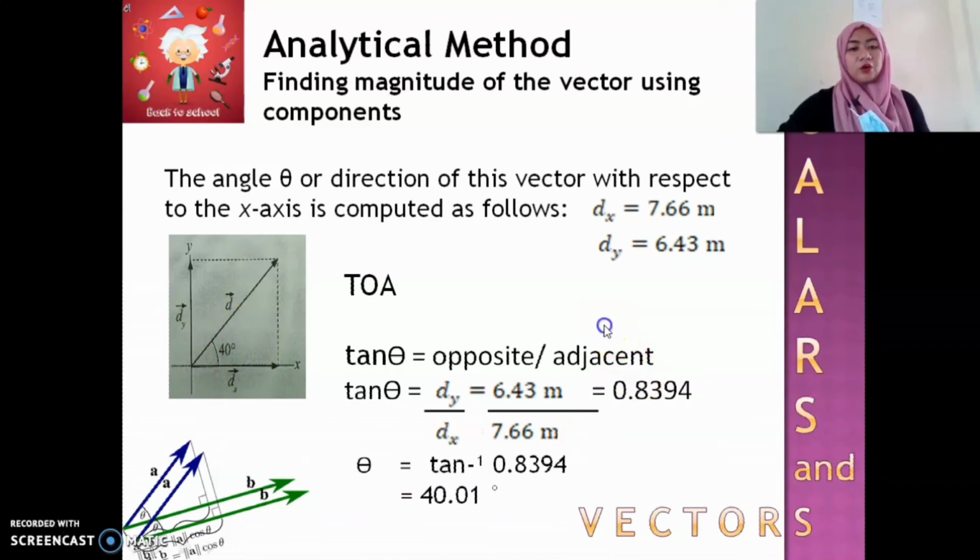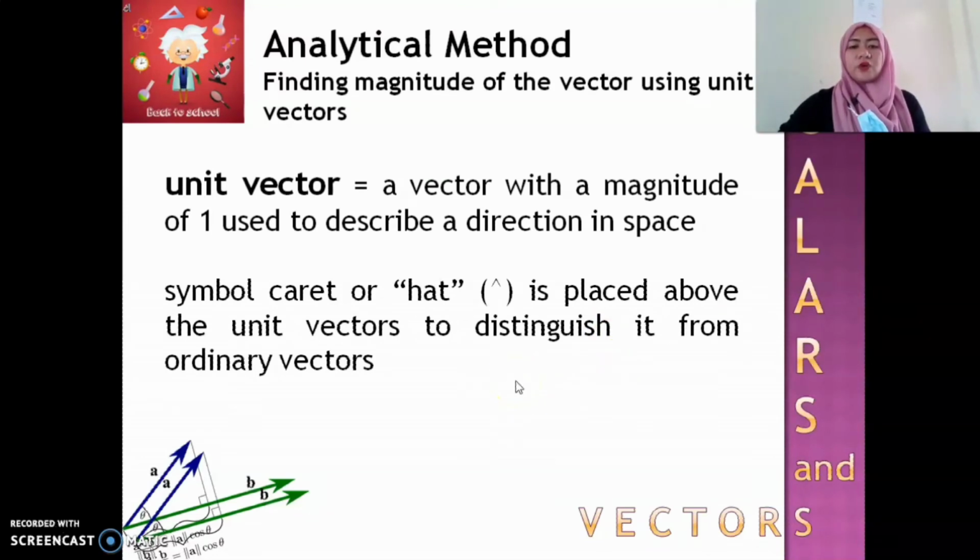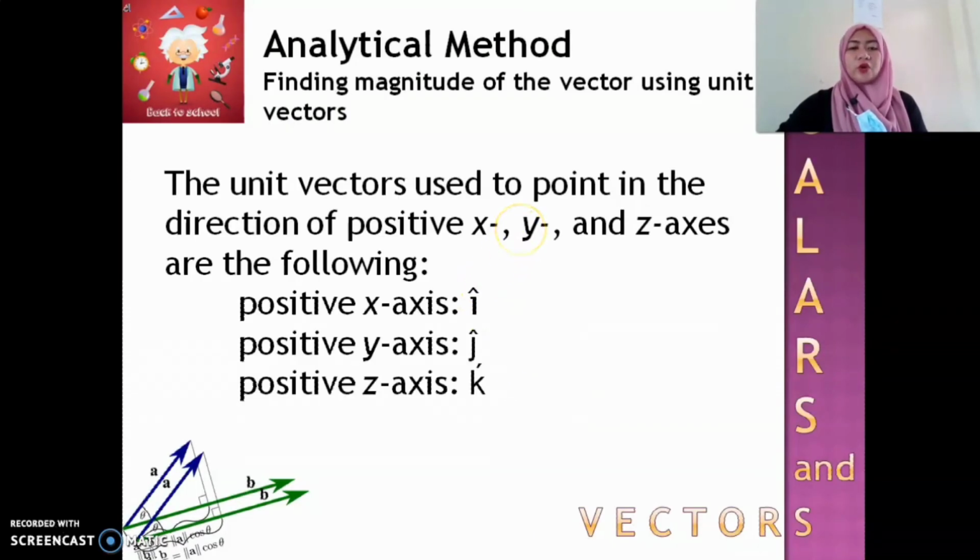So that is correct. A unit vector is a vector with a magnitude of 1 used to describe a direction in space. The symbol of a unit vector is a letter with a hat placed above it to distinguish it from ordinary vectors. The unit vectors used to point in the direction of the positive x, y, and z axes are the following. For the x-axis, we use i with a hat, for the positive y-axis, j with a hat, and for the z-axis, k with a hat.